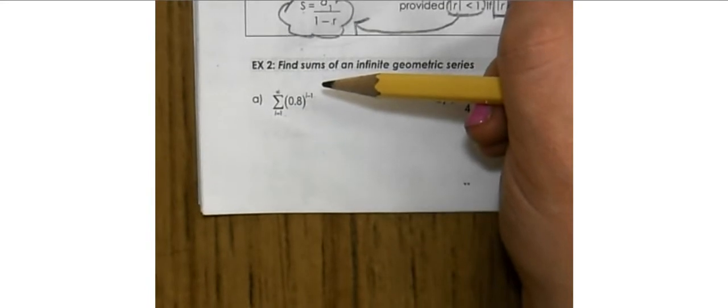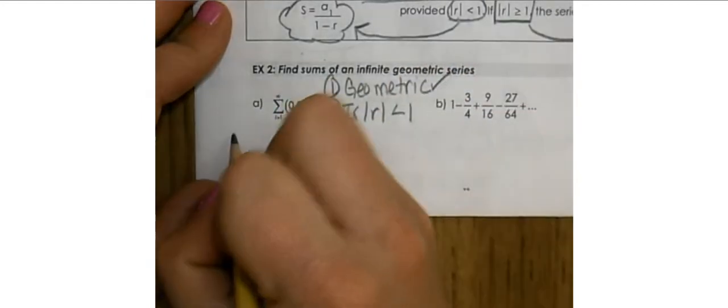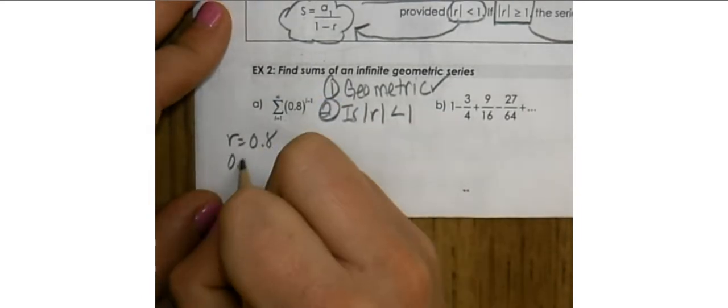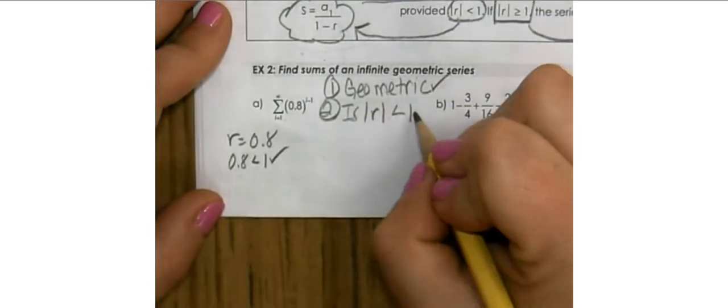So let's go ahead and look at letter A. Looking at letter A, we have the summation going from 1 all the way to infinity of 0.8 raised to the i minus 1 power. So right away, we can see that this is geometric. Why? Because it's an exponential function. So we automatically know that this is geometric because this is exponential. Cool. The next thing we need to do is analyze our r value. Is the absolute value of r less than 1? My r value in this case is 0.8, and 0.8 is indeed less than 1. So cool, that means that it has a sum.